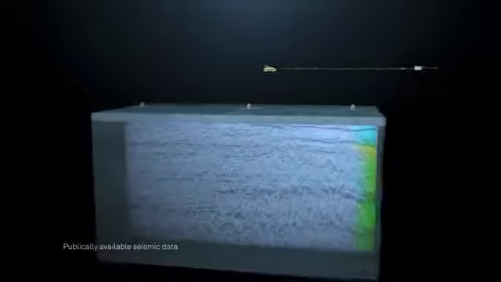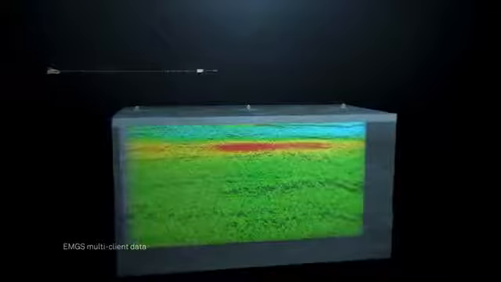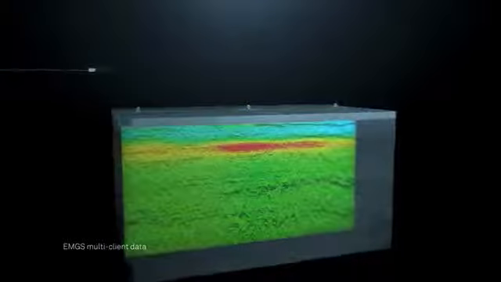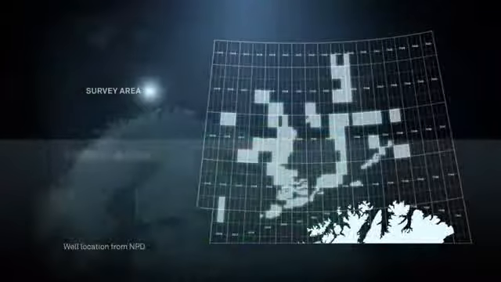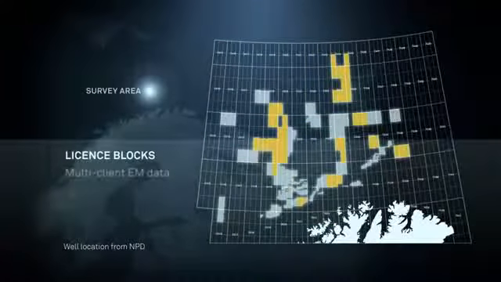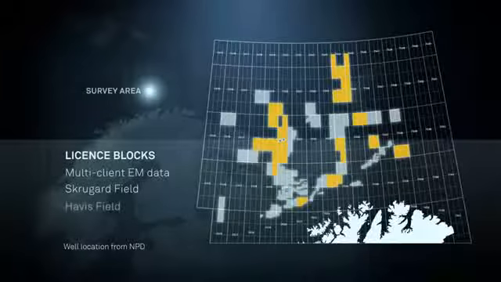In this example, 3D inversion of EM data integrated with seismic data clearly shows an anomaly. Several large discoveries have been made in areas where multi-client data is available, including Statoil's Skrugard and Havis fields.